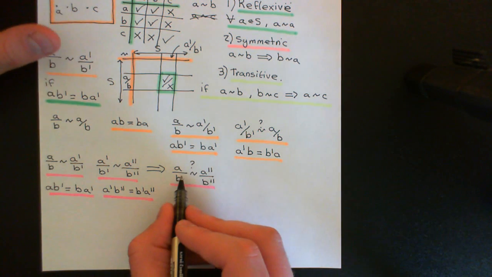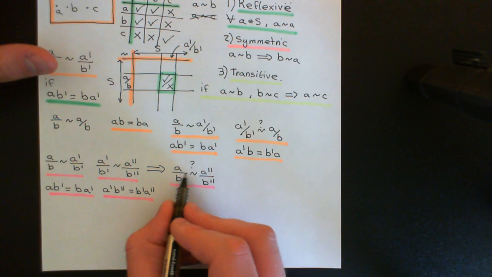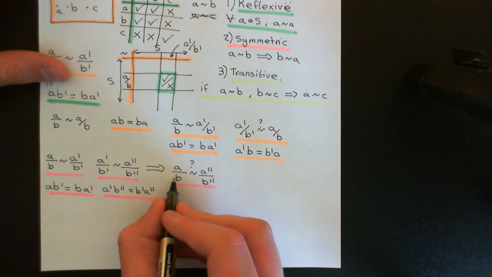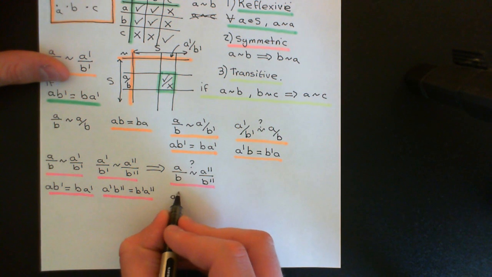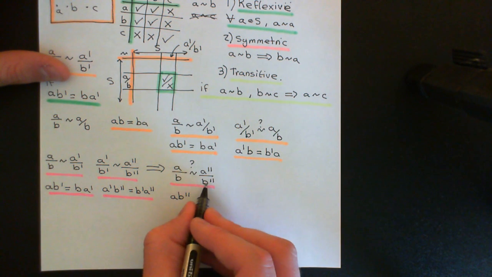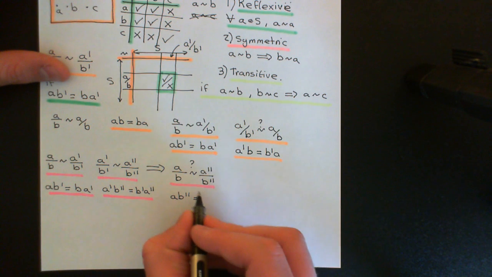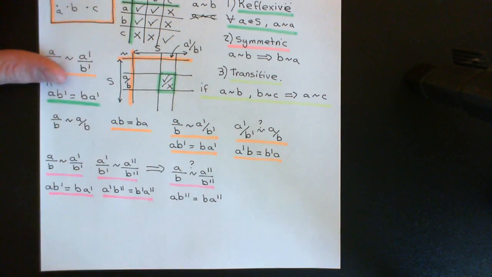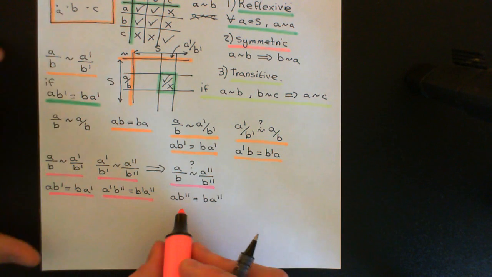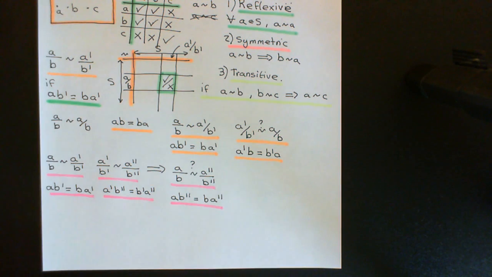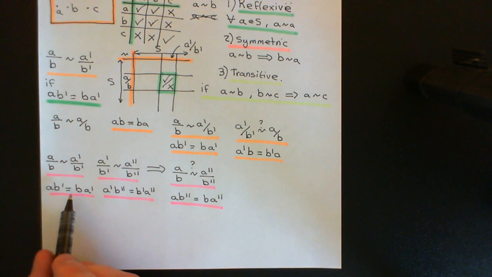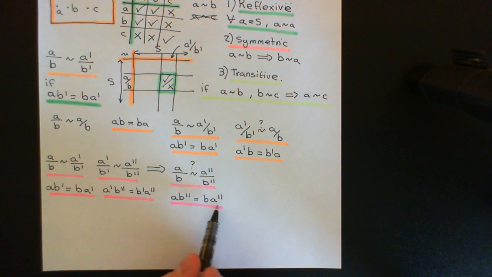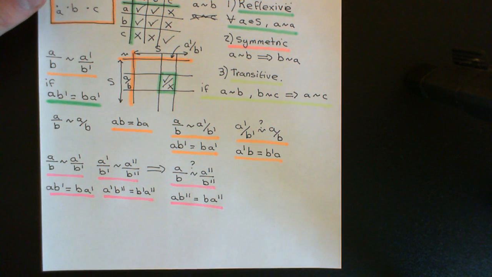And what do we need to prove if we want to say that this is going to be related to this? This will be related to this if a times b double prime, the numerator times the denominator, is equal to the denominator of the first one times the numerator of the second one, b times a prime here. So what we need to prove is that if these two things are true, this one is also true. So how does this work?